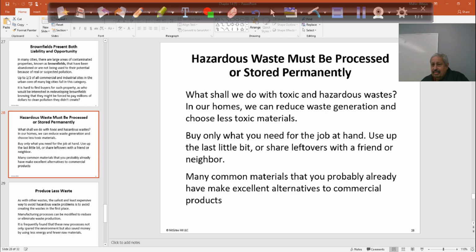This hazardous waste must be processed or stored permanently. And what shall we do with toxic and hazardous waste? In our homes, we can reduce waste generation and choose less toxic materials. Buy only what you need for the job at hand. Use up at least a little bit or share leftovers with a friend or neighbors. Many common materials that you probably already have make excellent alternatives to commercial products.